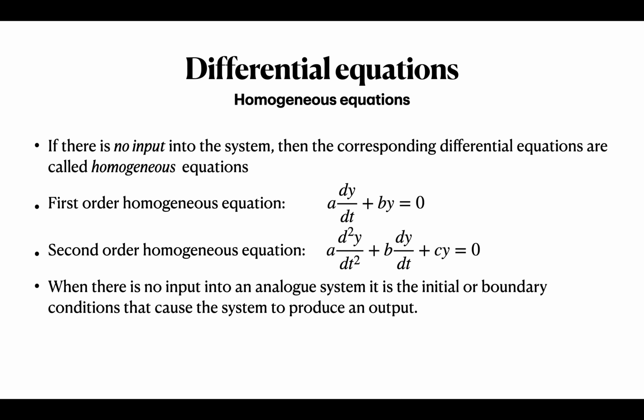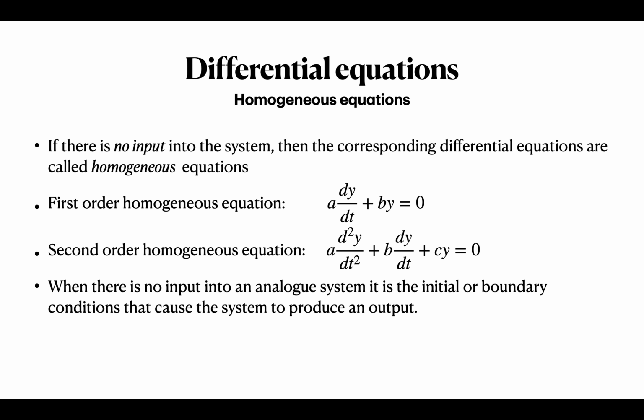Now, if there's no input into the system, the corresponding differential equations are said to be homogeneous. And this distinction is very, very important. So you have what's called a first order homogeneous equation there, because if you look back on the previous slide, we had equals f of t, but f of t is equal to 0, then you have that differential equation. And a second order homogeneous differential equation there is given by that equation.